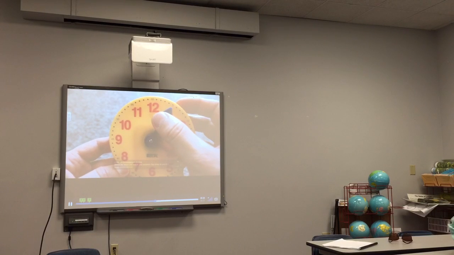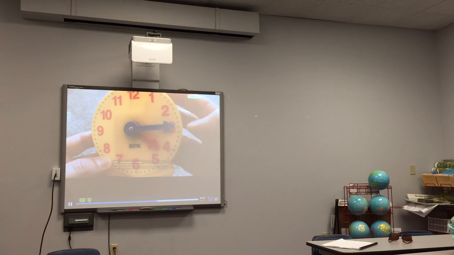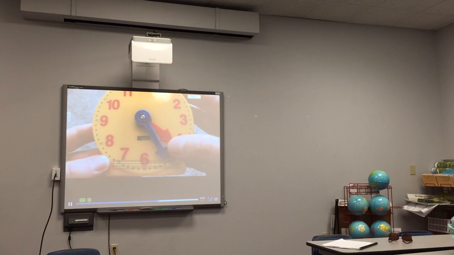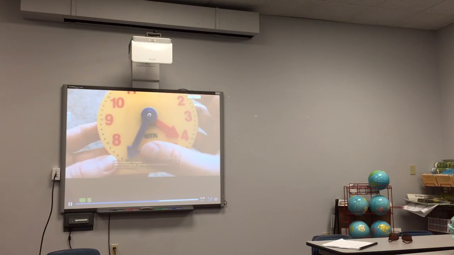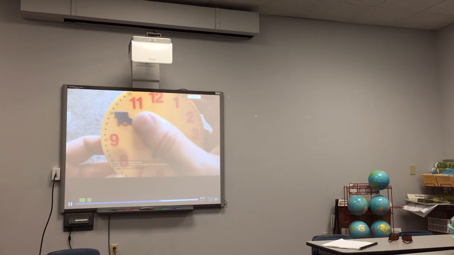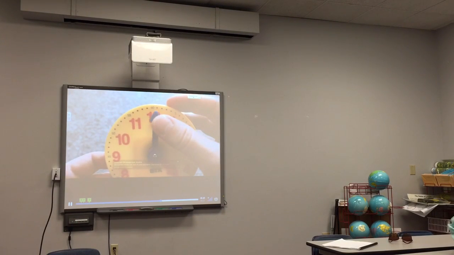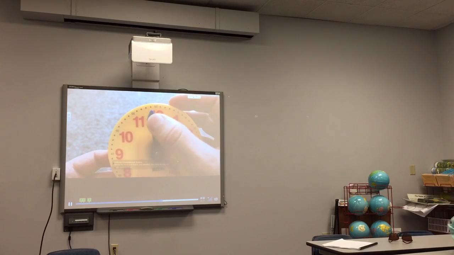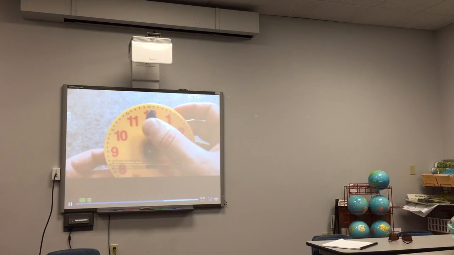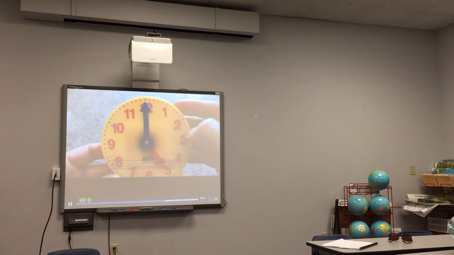We have 4:05, 4:10, 4:15, 4:20, 4:25, 4:30, 4:35, 4:40, 4:45, 4:50, 4:55, and then we get to 5 o'clock when we hit the 60. We go 55, then 60. And that puts us at 5 o'clock, either in the morning or the afternoon. All right, so now we have 5 o'clock right here.